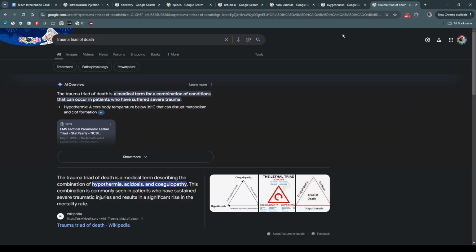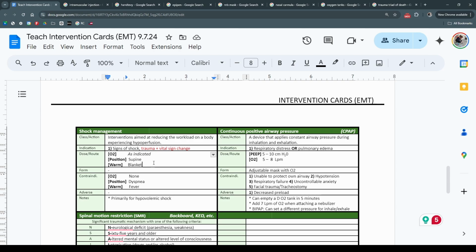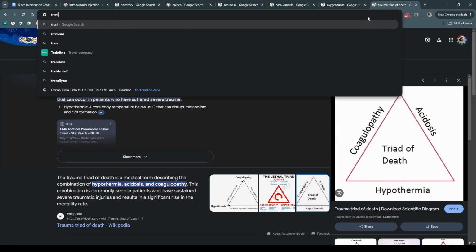And like I described previously, if we're looking at our trauma triad of death here, hypothermia, low body temperature, will lead us to coagulopathy, which will lead us to acidosis, which will then turn to more hypothermia, and around and around and around until we die even faster. So keeping people warm is very, very important. Laying them supine, right? Or on their back, perhaps, is a way of reducing workload on the heart as well.